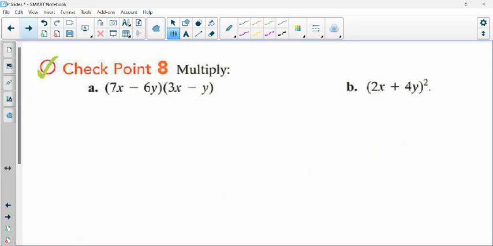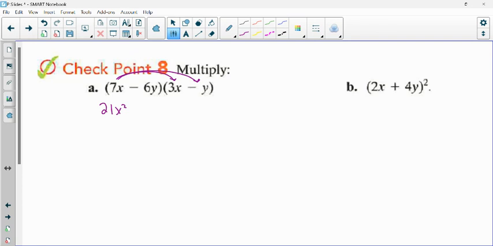Notice we'll have to FOIL the first one. The difference between this and what we did the other day is that we have 2 variables. We have an x and a y now, not just x's. Okay, but the process is going to remain the same. We still want to FOIL. So we have 7x times 3x is 21x squared. 7x times negative y.